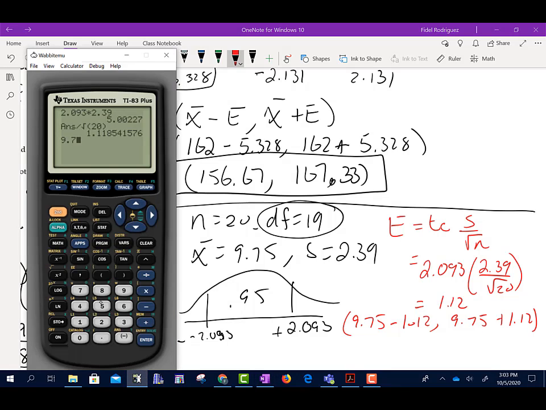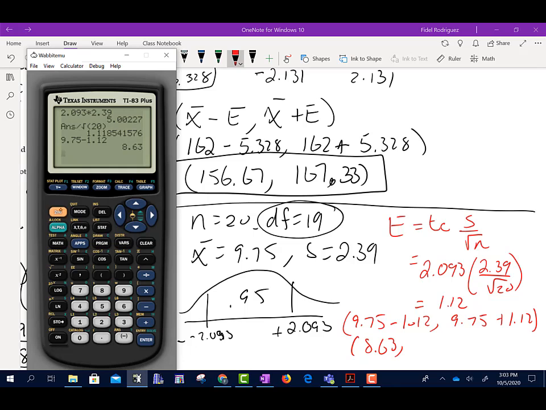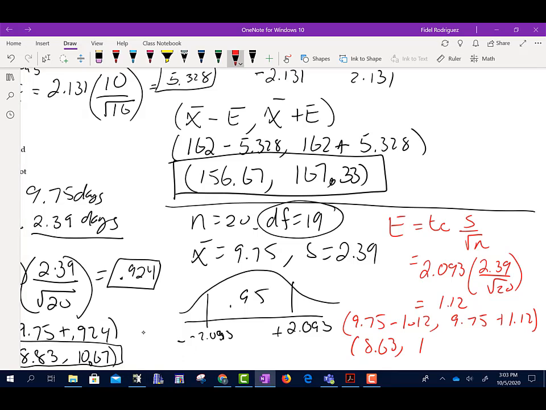All right, 9.75 minus 1.12. So 8.63. And second entry, change that minus to a plus. Enter 10.87.